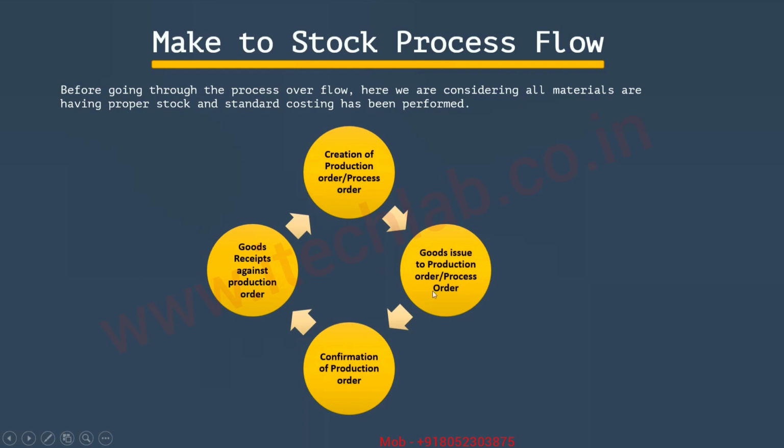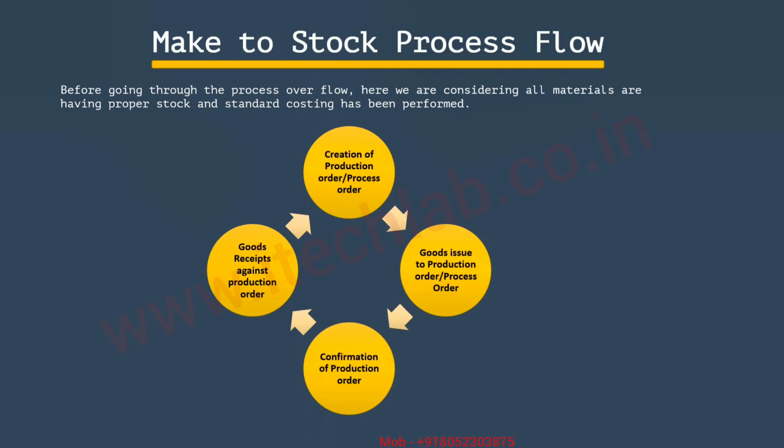So what we are going to do here in the second step, goods issue to production order, is consume our raw materials, which are going to be used to manufacture semi-finished or finished goods. So we are going to consume our material from the stock, raw material.